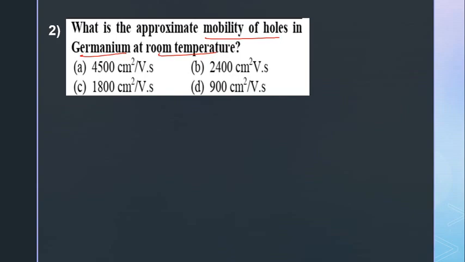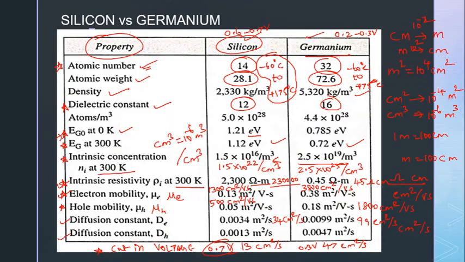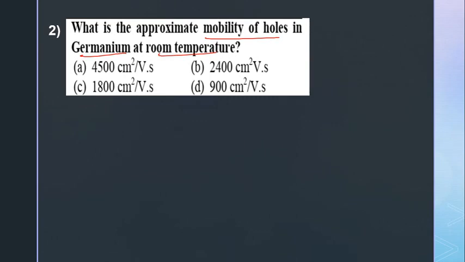We will check whether we have discussed this point or not. The hole mobility of germanium is 0.18 meter square per volt second, or in terms of centimeter square per volt second it will be 1800 centimeter square per volt second. So the correct answer for this question will be option C, 1800 centimeter square per volt second.